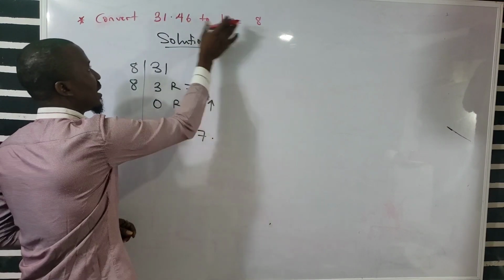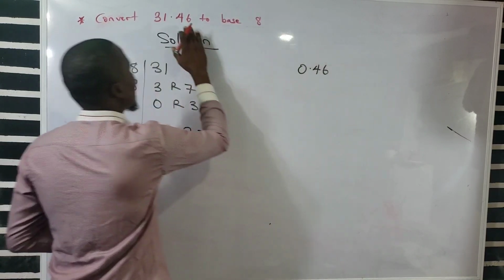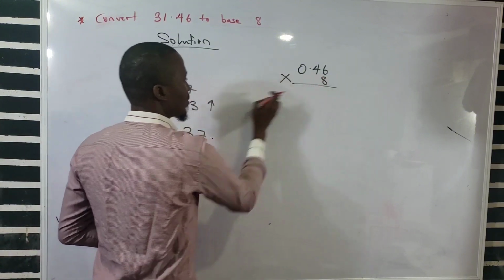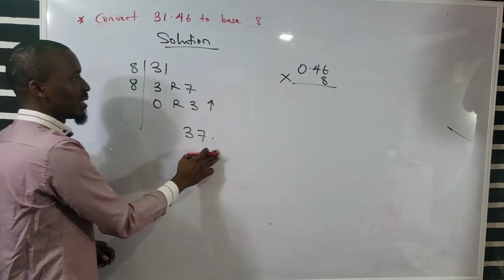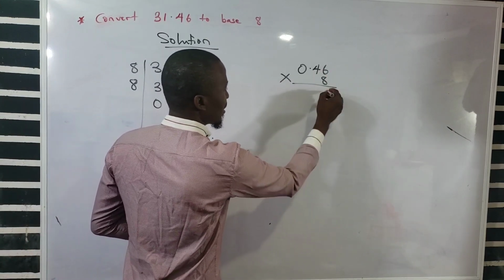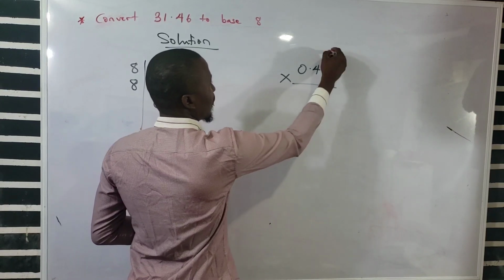So we move to the decimal part. The decimal part here is 0.46. So you keep multiplying by 8 and extract your whole number and put it here. So 8 times 6 will give us 48. So write 8 and take our 4.